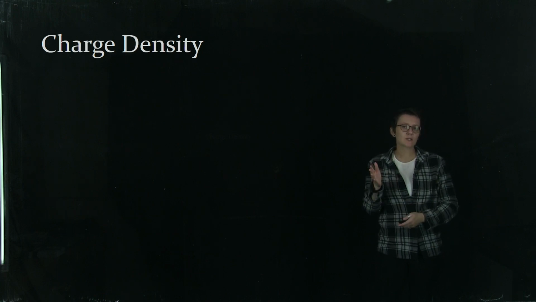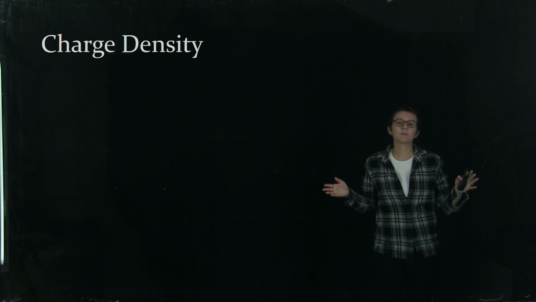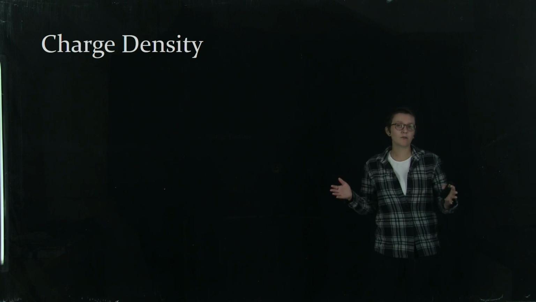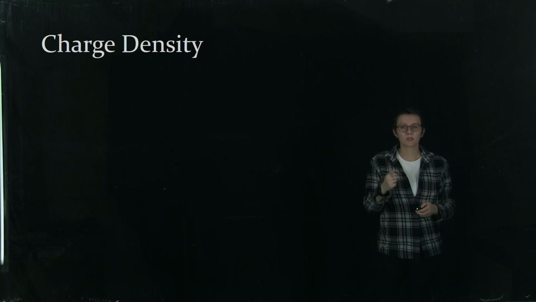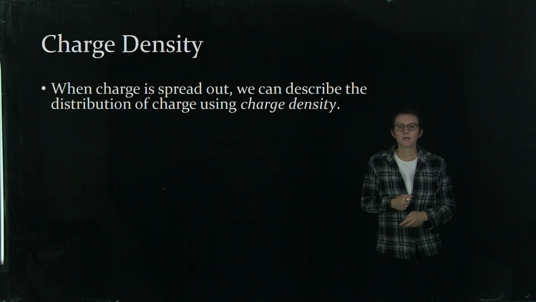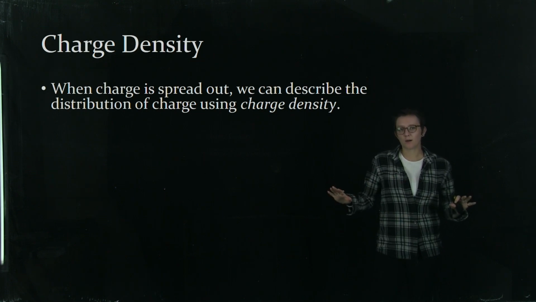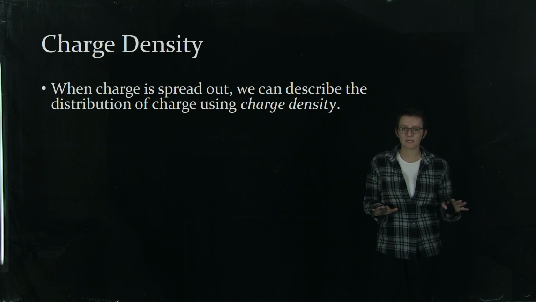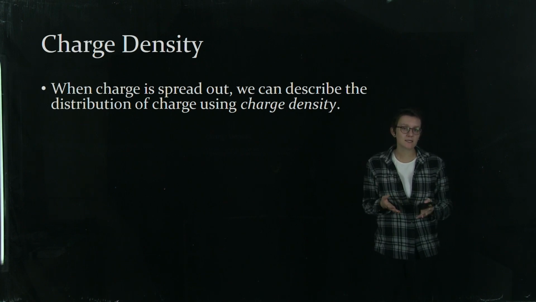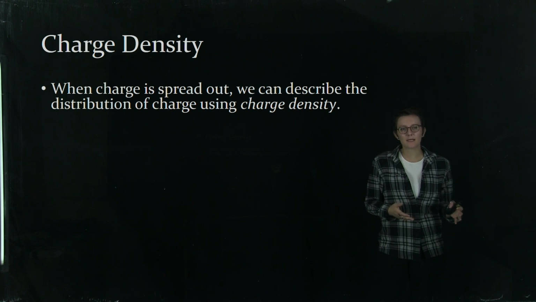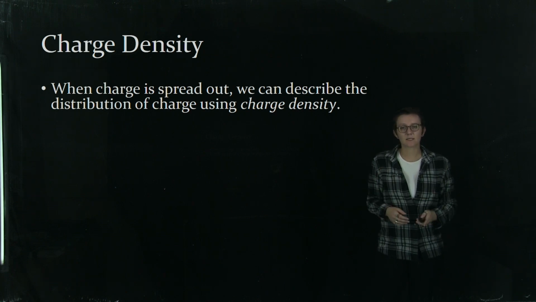But now we're going to start thinking about what if you want to distribute that charge uniformly or non-uniformly over an object. We'll start to talk about charge density. So when you have charge spread out over an object, we can describe the distribution of charge using charge density. This is really similar to mass density, but instead of thinking about mass, we're thinking about charge. Where is the charge located within this object?